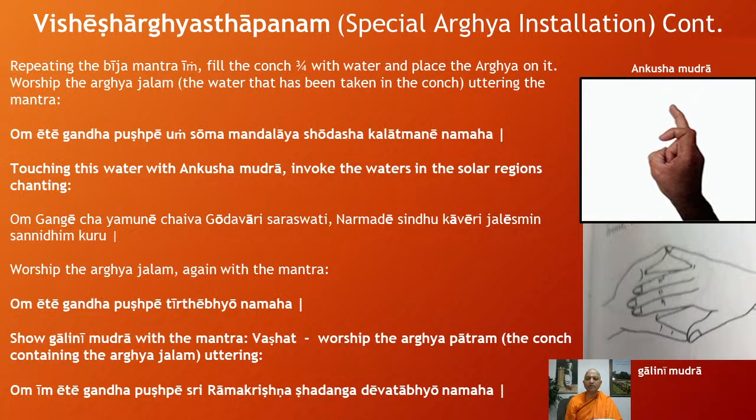That is the meaning of this mantra. So you are invoking with the Ankusha Mudra, placing the tip of the middle finger into the water of the conch. You are uttering this mantra. Please chant it after me. Om Gange. It is dirgha. Gange. Cha Yamune. Again dirgha, Yamune. Chaiva. Cha means and, chaiva is broken as cha eva. And also Godavari. Go is elongated, dirgha, da is also dirgha, va and ri are hrasva. It is not elongated, va and ri. Only go and da are elongated here. Godavari. Then Saraswati. No elongation here. Saraswati. Om Gange cha Yamune chaiva Godavari Saraswati.